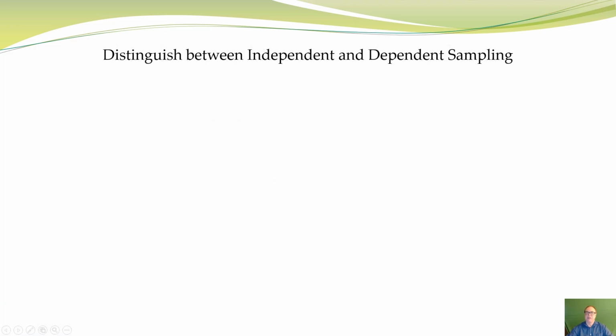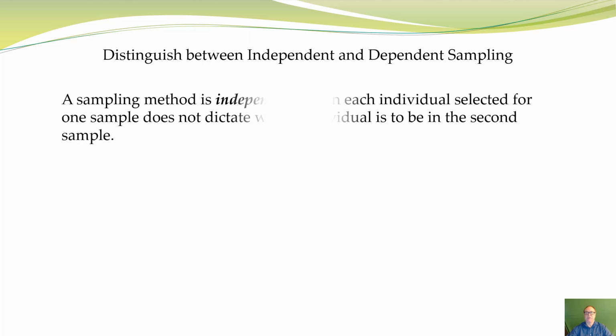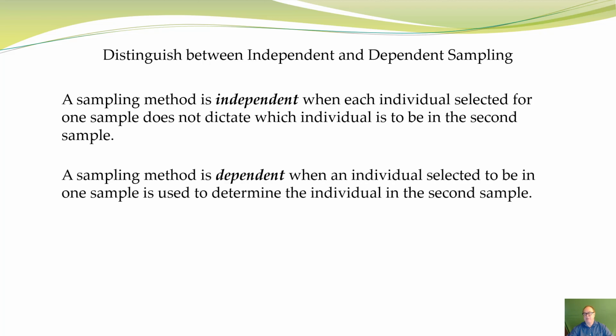Okay, first we're going to have to distinguish between independent and dependent sampling. A sampling method is independent when each individual selected for one sample does not dictate which individual is to be in the second sample. A sampling method is dependent when an individual selected to be in one sample is used to determine the individual in the second sample.